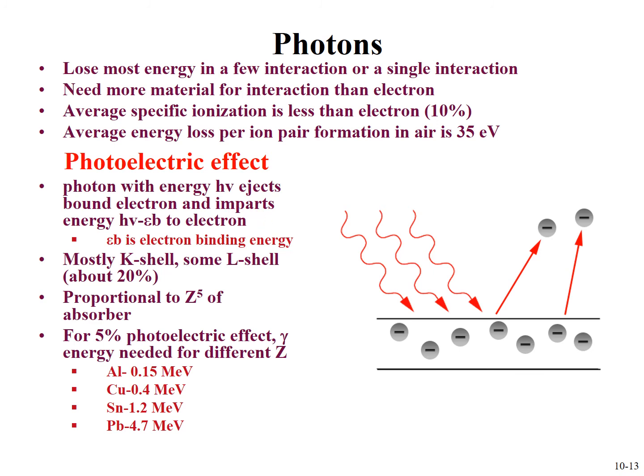Most of these photoelectric electrons come from the K shell, and the degree of the photoelectric effect is proportional to Z to the 5th of the absorber. So as an example, for 5% photoelectric effect, the gamma energy needed for different Z's is shown here. So for a higher photoelectric effect, one would use a lower Z.